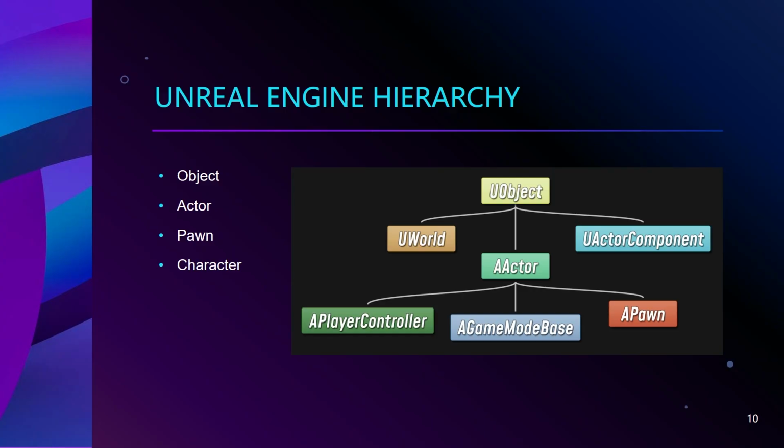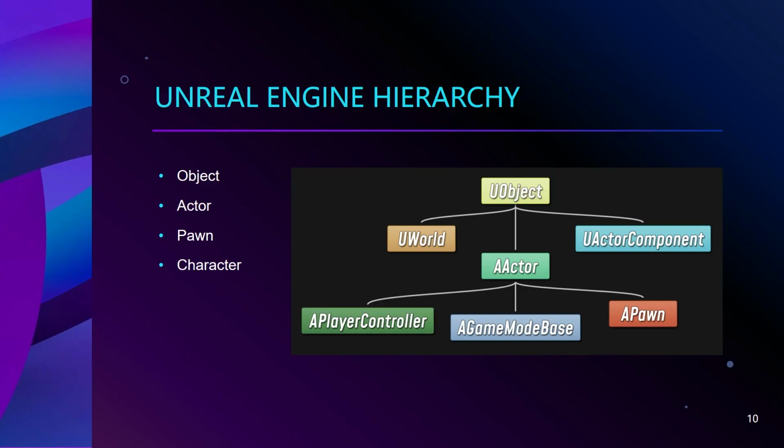Now let's talk about the next concept, which is actor. Actors are things that can be placed in the game. This includes things like walls, lights, weapons, props, enemies, and destructible items. Basically anything that exists in the scene. If you see something in the Unreal Engine viewport, it is probably an actor.